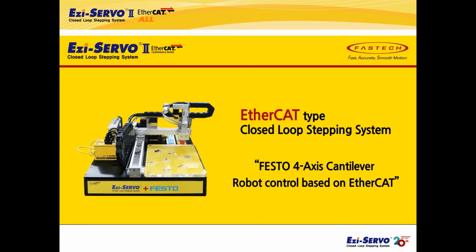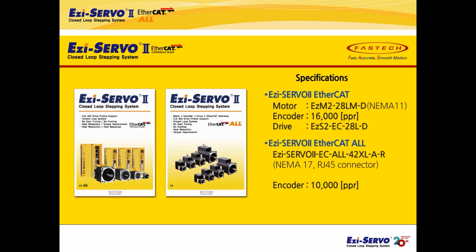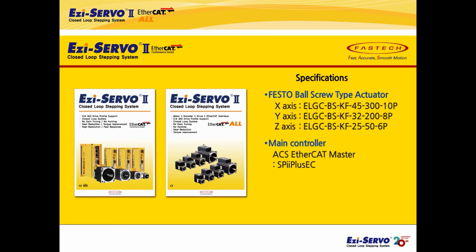The next demonstration uses Ezi-SERVO II EtherCAT ALL to control a 4-axis cantilever robot of FASTECH, Germany. The product names used in this demonstration are as follows.